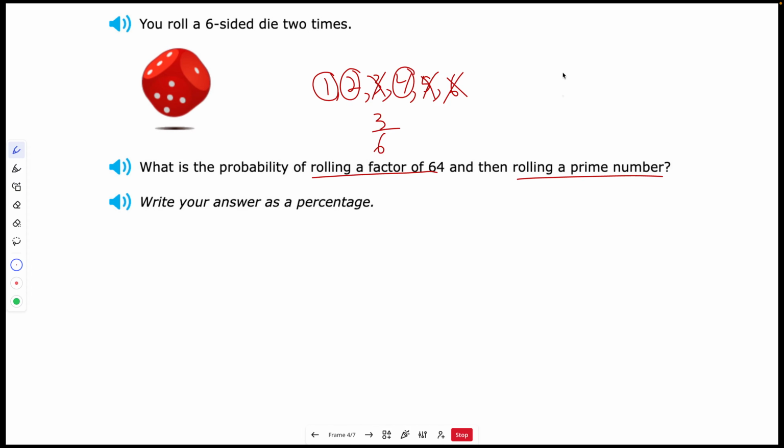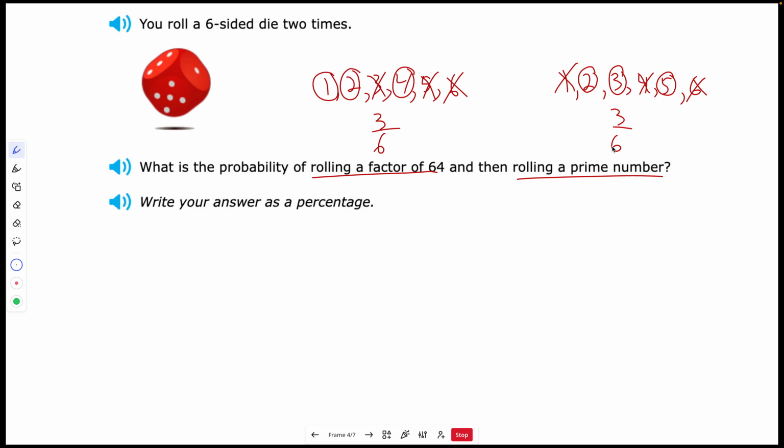All right, what about prime numbers? Remember, prime numbers are numbers that can only be divided evenly by itself and 1. And remember, 1 is never a prime number, so 2 is a prime number, 3 is a prime number, 4 is not, 5 is a prime number, 6 is not. So again, we have 3 out of the 6.